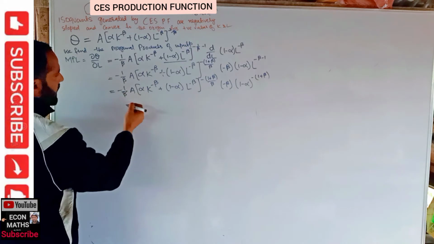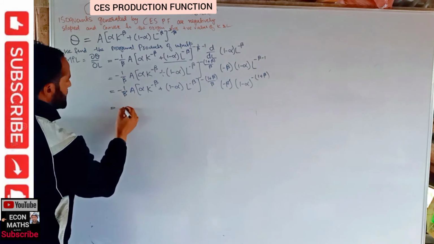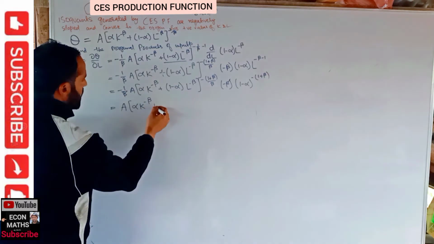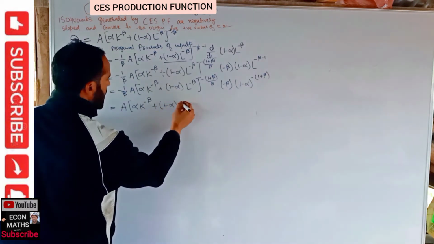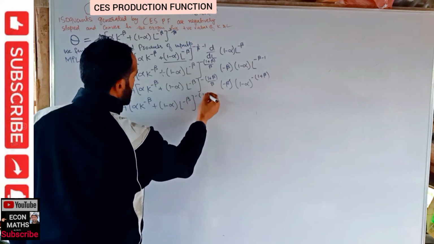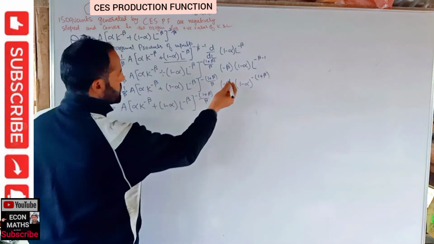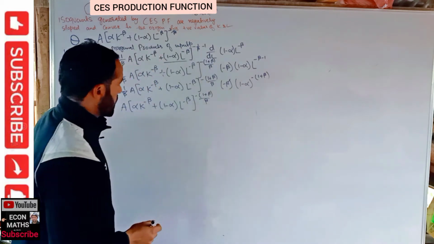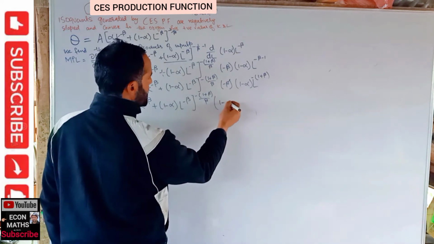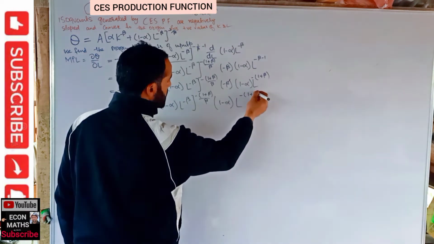Now this beta and this beta will get cancelled. Minus into minus is plus. So we are left with A alpha K to the power minus beta plus 1 minus alpha L to the power minus beta, to the power minus 1 plus beta divided by beta, and we have here 1 minus alpha L to the power minus 1 plus beta.